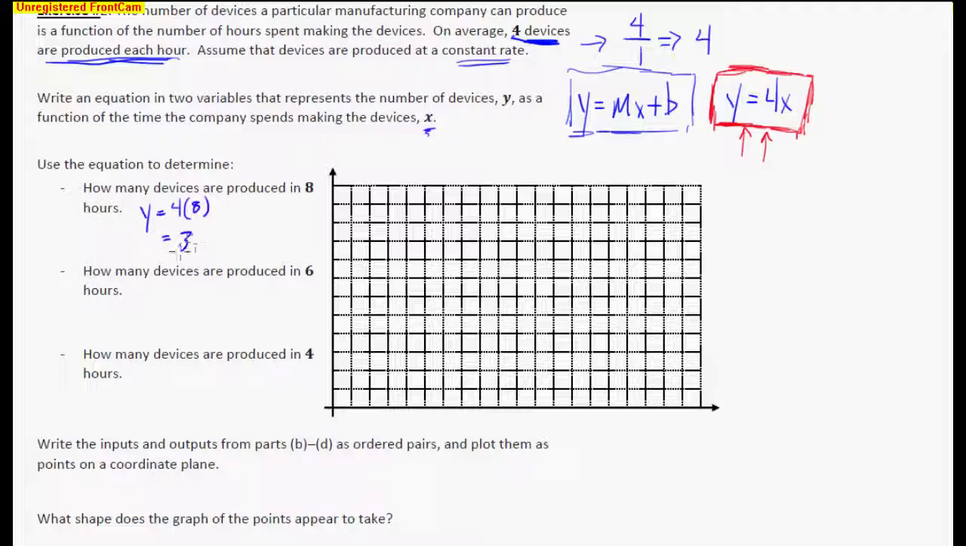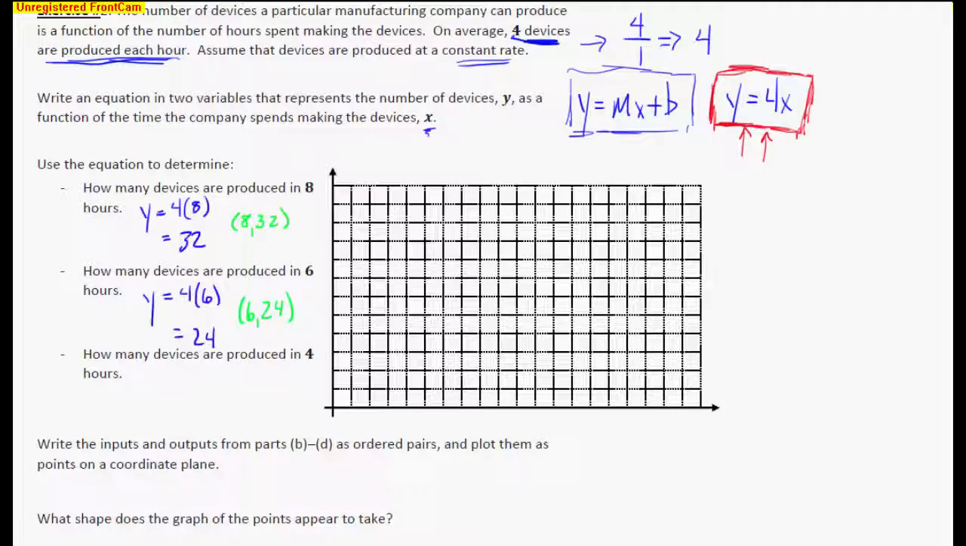Well, 4 times 8 is 32. All right, and just like I did before, I know this is coming up next, so I'm going to put this as an ordered pair. All right, that is going to be 8, comma 32. Okay, there's my ordered pair that I make out of this information. Okay, so how many devices are produced in 6 hours? Well, I use the same equation and I plug in a 6. All right, so 4 times 6 is 24. And again, I'm going to make an ordered pair out of that. That's going to be 6, comma 24.